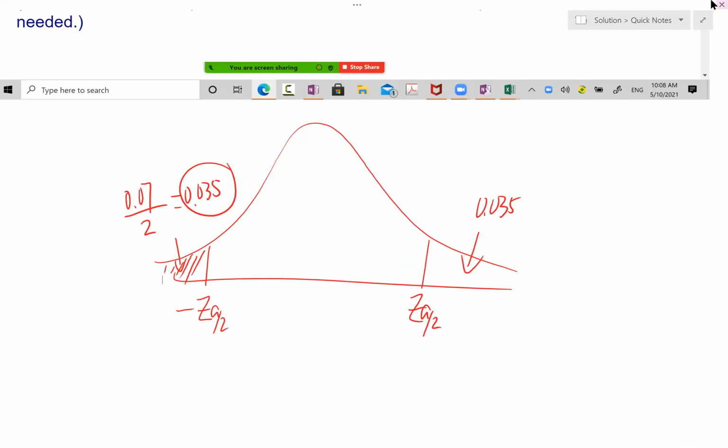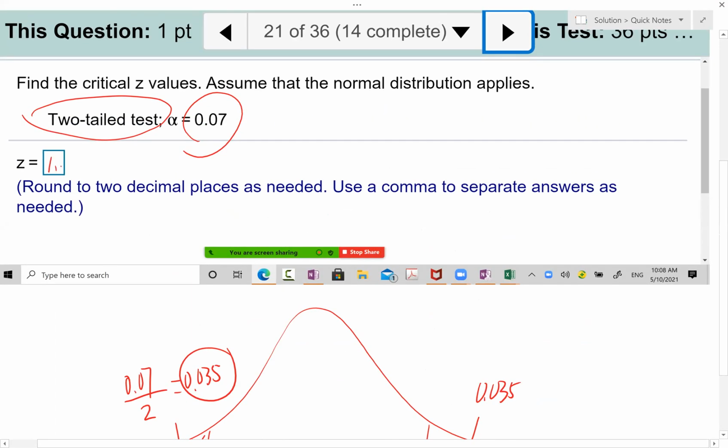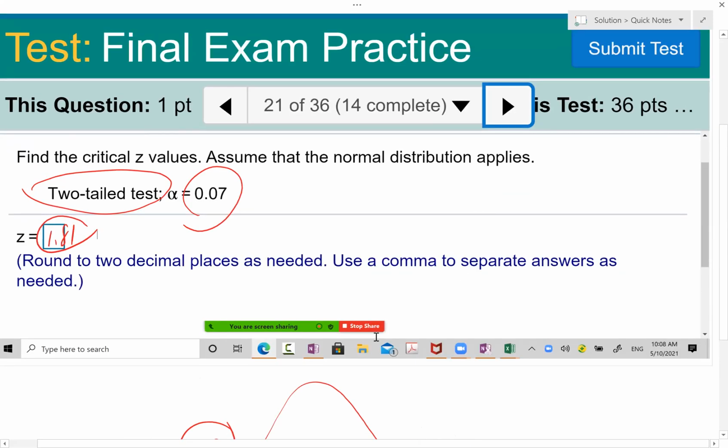Go back, and then -1.81. That's the negative one. The positive one is exactly the opposite. It's 1.81. So the answer should be 1.81. They always want the positive one, right? And you want to round it to two decimal places. That's the easiest thing to do using the symmetrical property. Get the negative one first. It's easier to find. And then find the positive one accordingly. And that's 21.